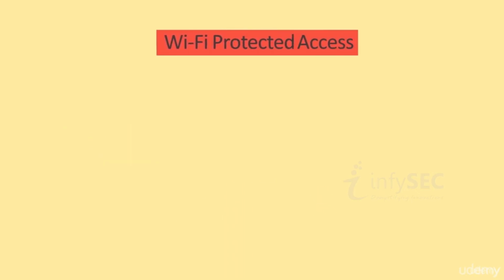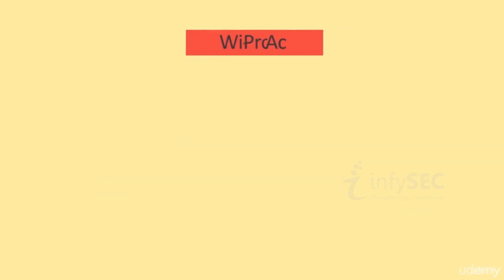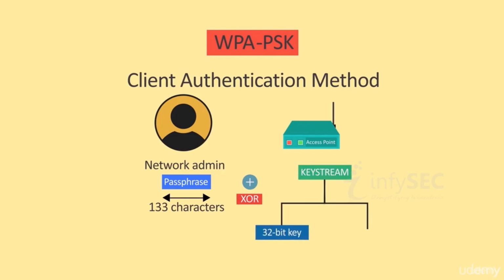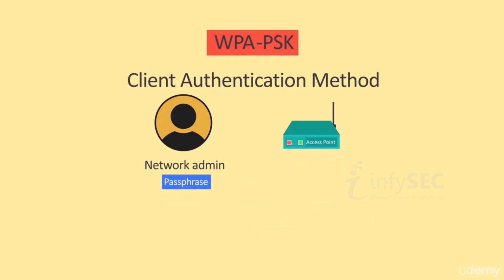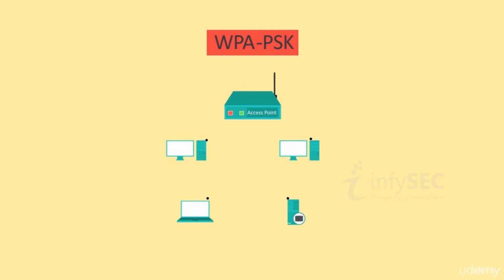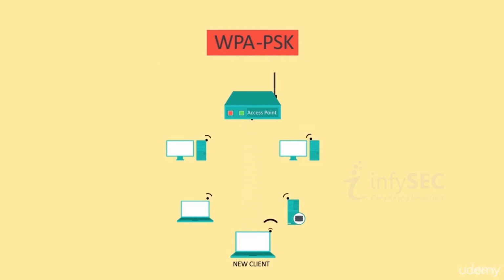WPA stands for Wi-Fi Protected Access, which works based on 2 mechanisms, namely PSK and TKIP. The PSK is a client authentication method wherein the network admin assigns a passphrase containing up to 133 characters. This passphrase is XOR-ed with a keystream, which is a combination of a random 32-bit key with the IV, which is nothing but a checksum of 32 bits in length, to generate unique encryption keys. These encryption keys are constantly changed on a timely basis, which are then shared between the clients associated with the network. When a new client gets connected to the network, an authentication request is sent to the access point, which in return sends a response asking for the password. A connection is established once the password is verified.